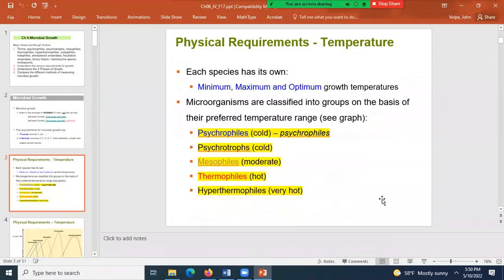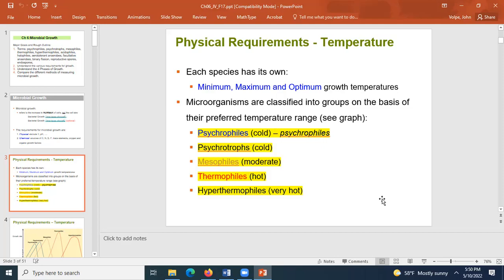So each species of microbe has its own minimum growth temperature, maximum growth temperature, and optimal growth temperature. The optimal growth temperature is where the species will grow its fastest, and the minimum temperature is the temperature at which the species grows slowly. But if you lower the temperature any further, the species will not grow. Any question about any of that?